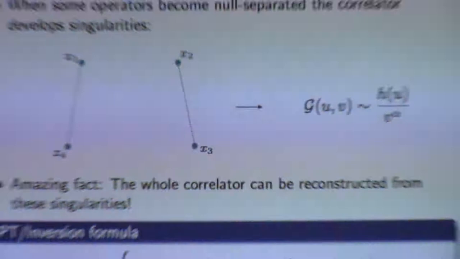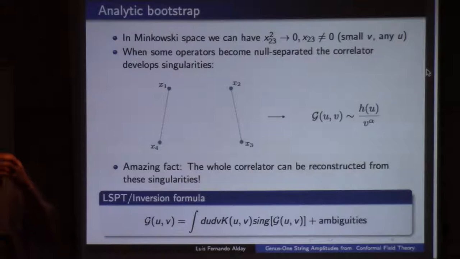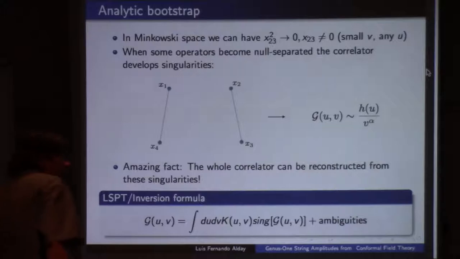This is very similar to what happens in complex analysis. If you have a holomorphic function and you know the poles and the residues of that function, then you can reconstruct the whole function. And in complex analysis, let's say that I tell you that there is a function with a pole at z equals 1 and residue 3. So you could say, it should be that.